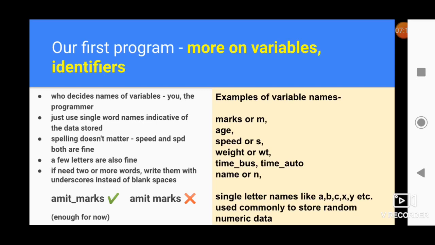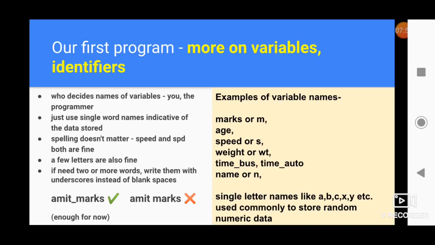There are some more points which we must remember about variables and identifiers. First of all, the question arises, who decides the names of the variables? The answer is you yourself, as a programmer, are at complete freedom to decide the name of your identifiers. Now the rule of thumb is to use just single word names for identifiers of your variables, which should be indicative of the data that will be stored in them.